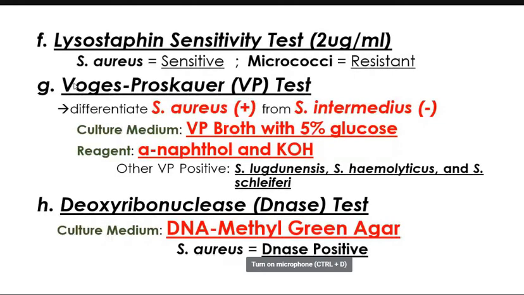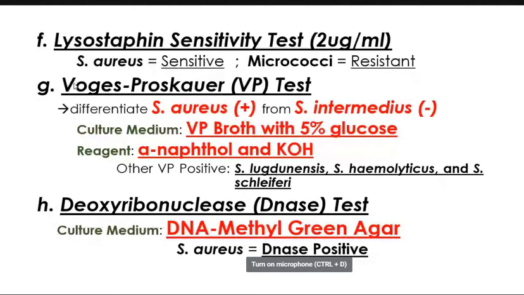Now, you can also do your VP test. We saw earlier that the VP test is more for the differentiation of our Enterobacteriaceae. Pero pwede rin sa Staphylococcus, wherein your VP test would differentiate Staphylococcus aureus, which is positive, from the negative Staphylococcus intermedius. So you have your culture medium, it's actually your MRVP kasi hindi naman napaghihiwalay usually.